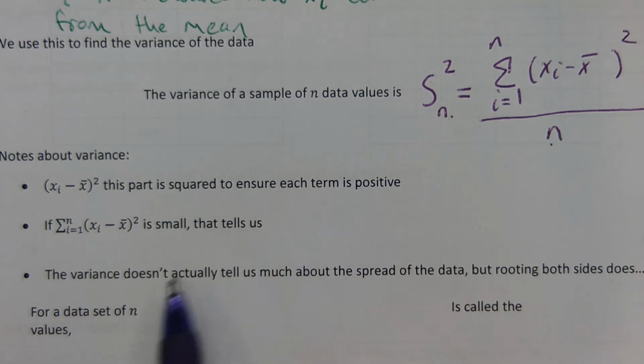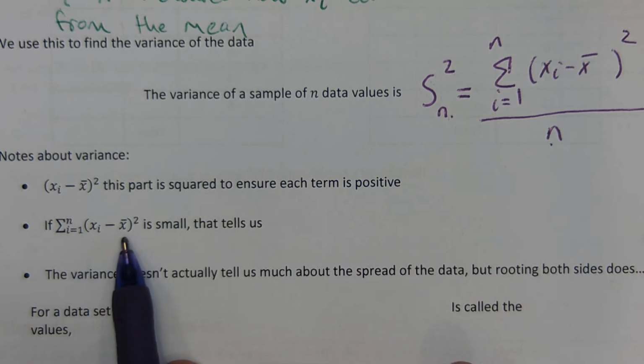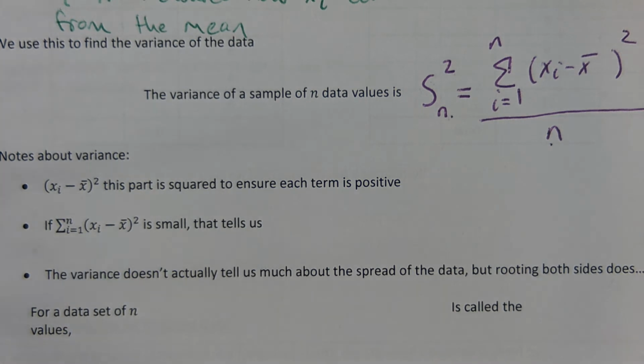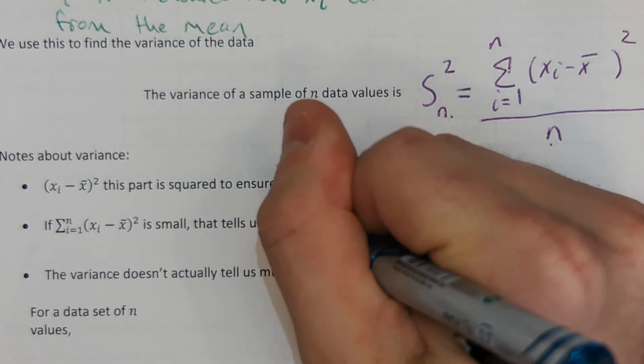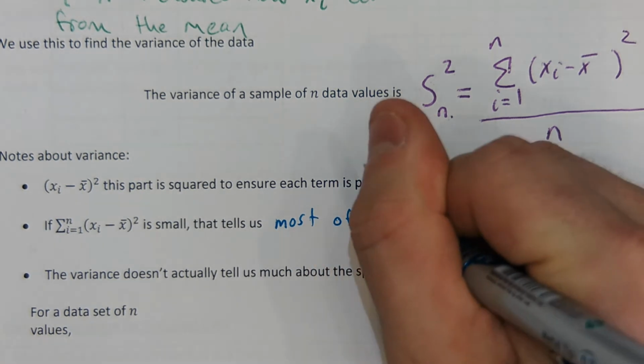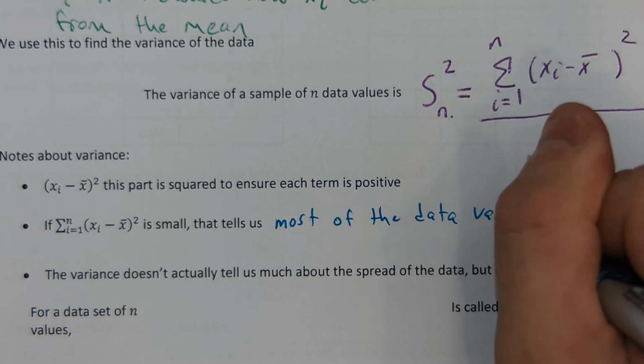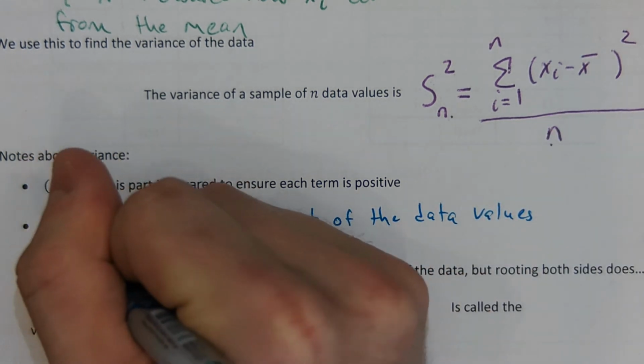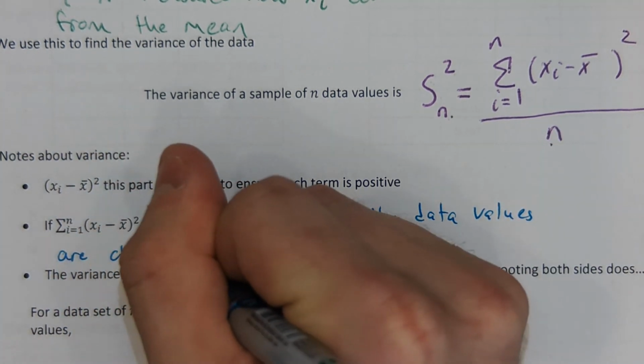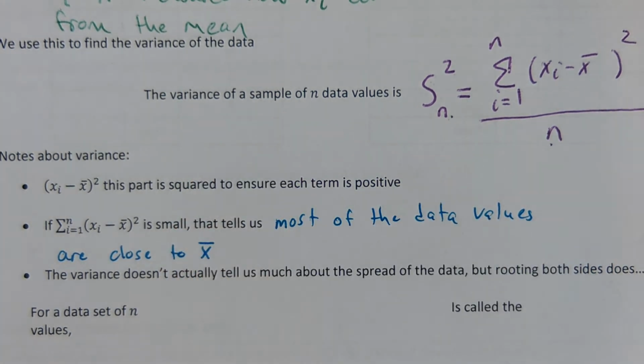Now if the distance is squared and then summed up is small, so if that sum is small, this tells us that most of the data values are actually close to x bar. So that would mean that we kind of have tightly packed data clumped around its mean.